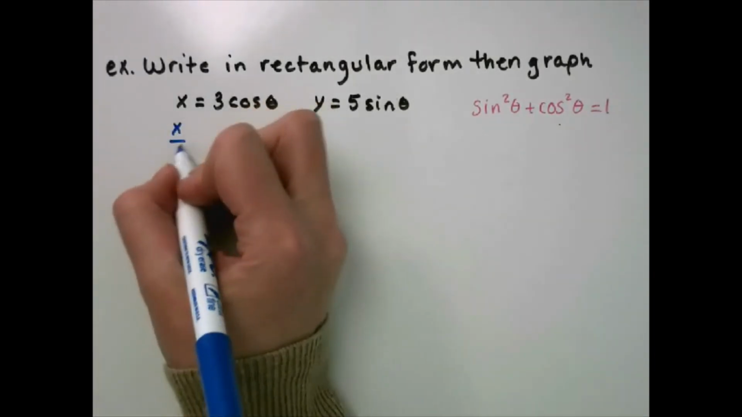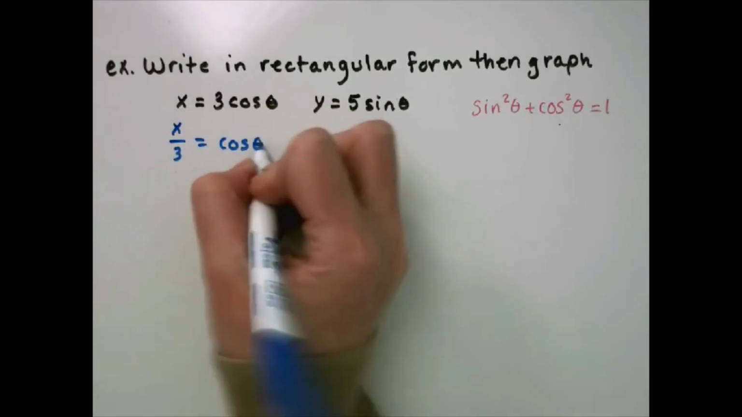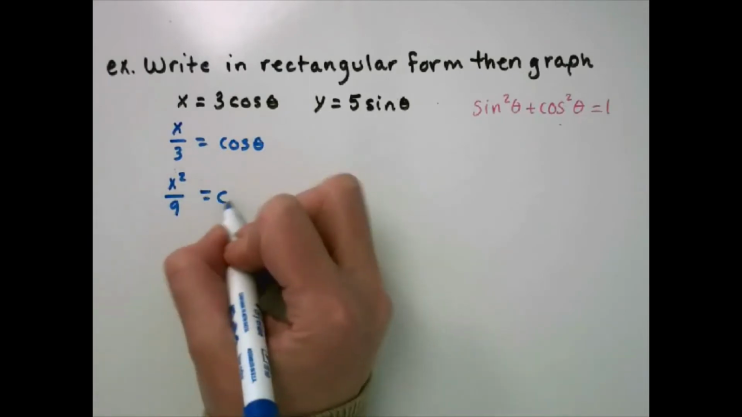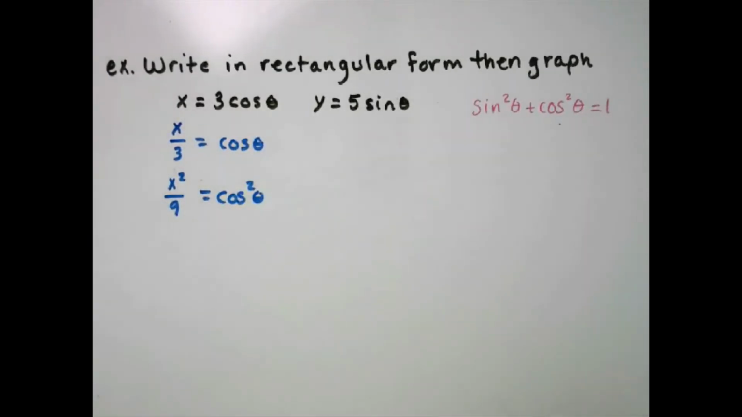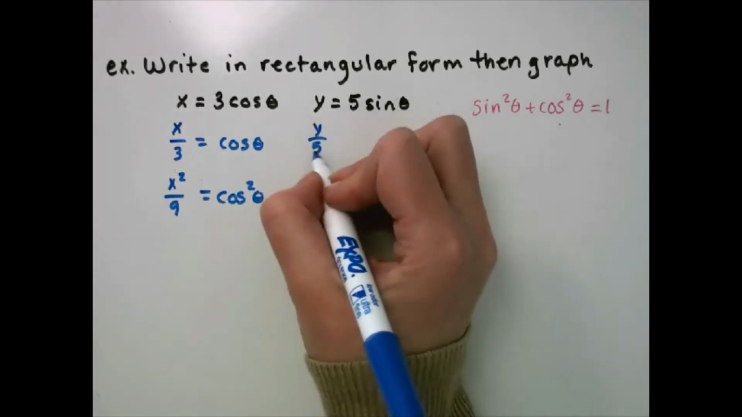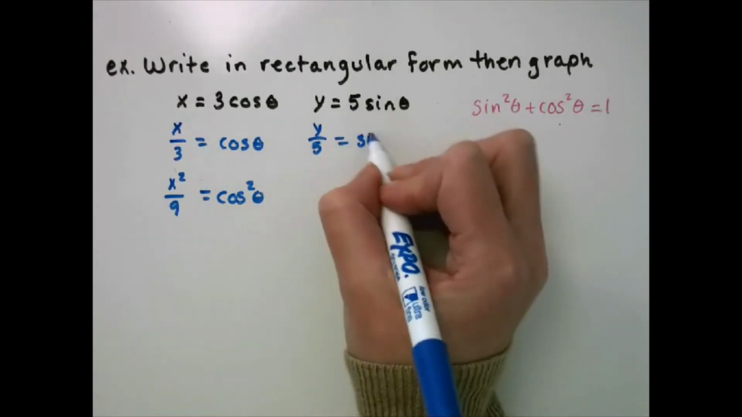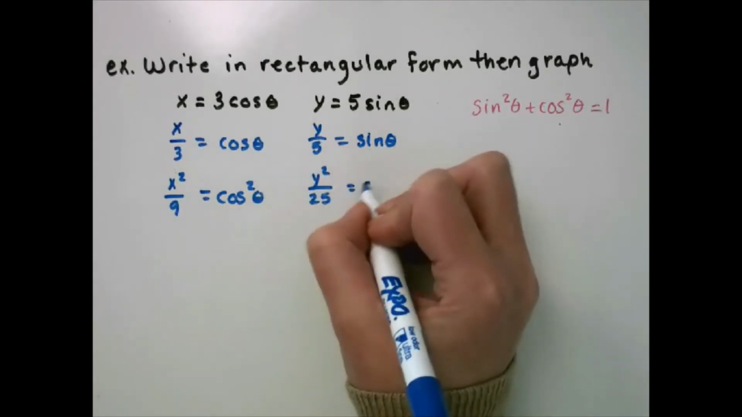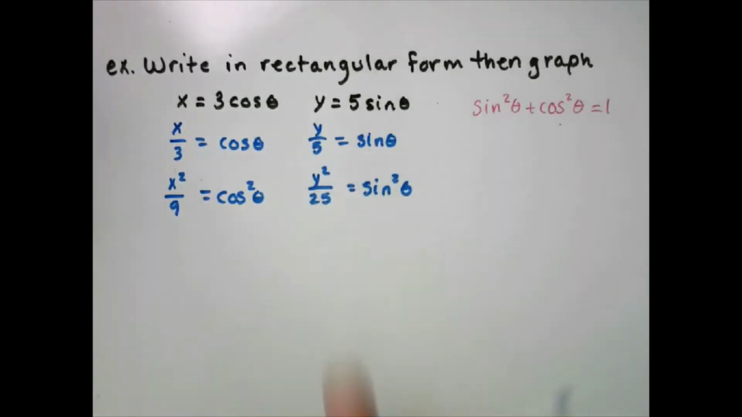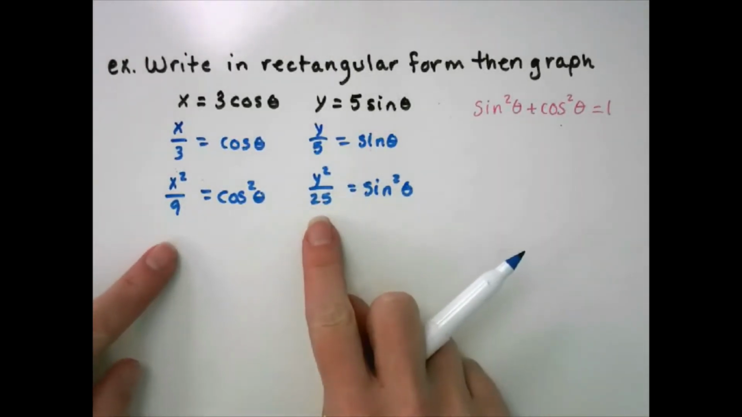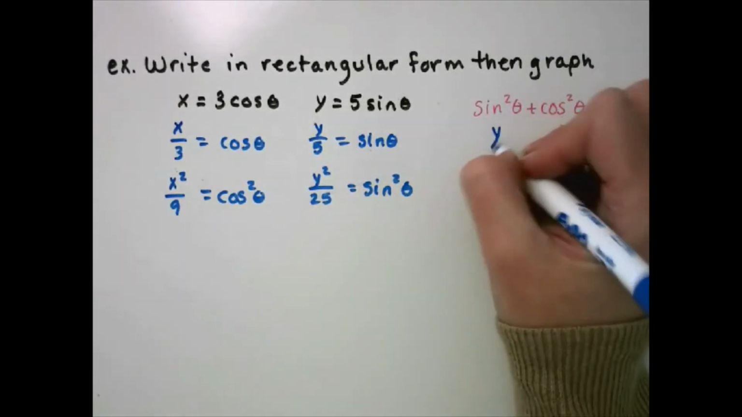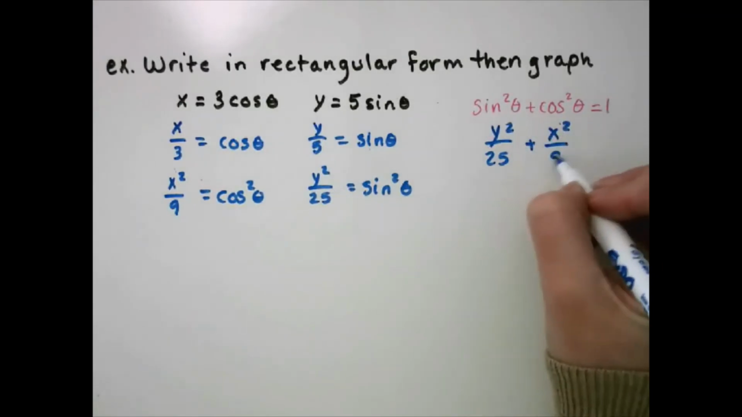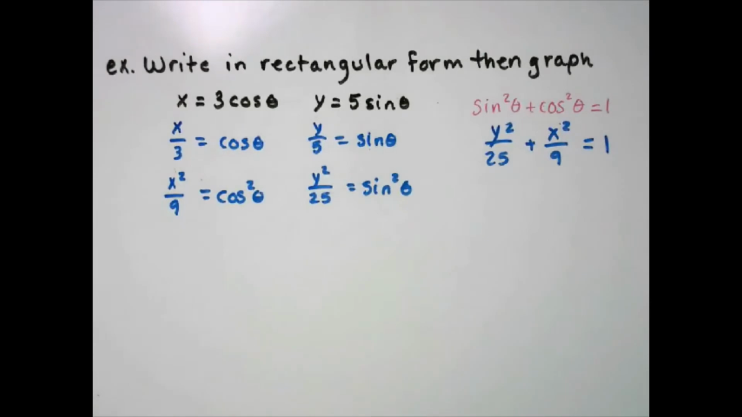So here I'm going to divide by 3 to get cosine. Then I'm going to square it. So x squared over 9 equals cosine squared. Here I'm going to divide by 5 and then square it. Okay, and then we'll replace these two for the sine and the cosine. So we're going to have y squared over 25 plus x squared over 9 equals 1.